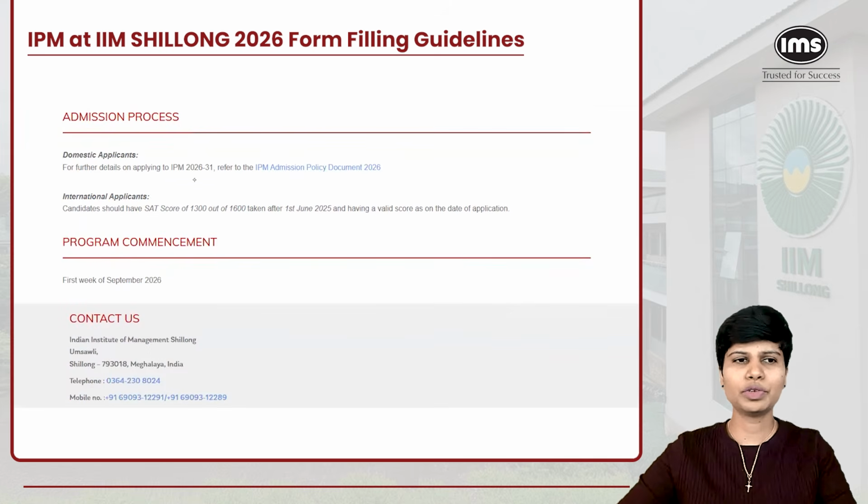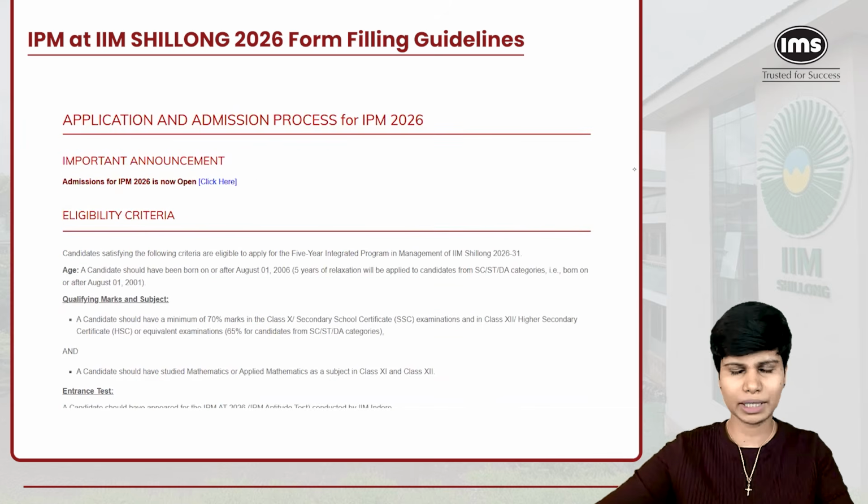For the admission process for domestic applicants, you can refer to this policy document. And for international candidates applying with a SAT score, the minimum SAT score required to apply is going to be 1300. This should have been taken after 1st June 2025, and by the date you are applying, you should have a valid score with you. The program will commence during the first week of September 2026.